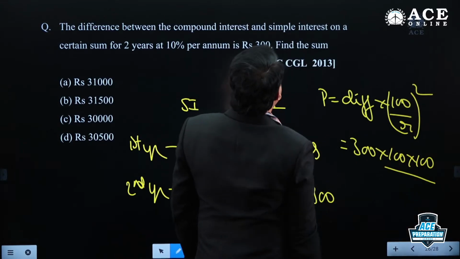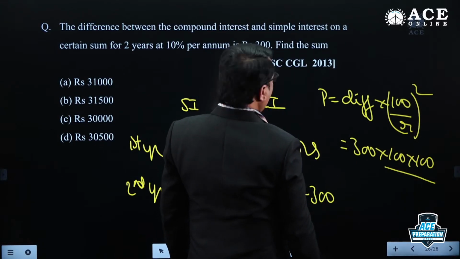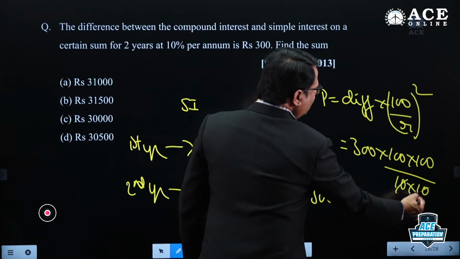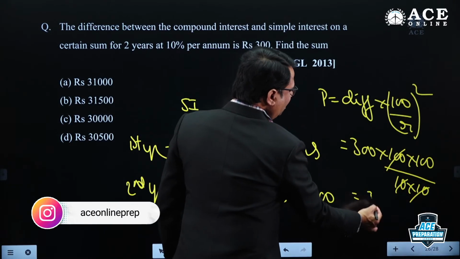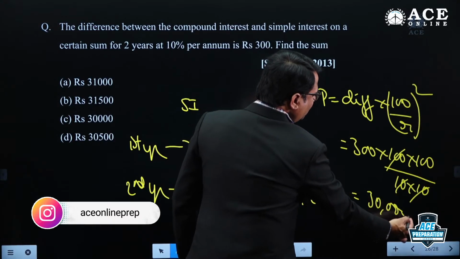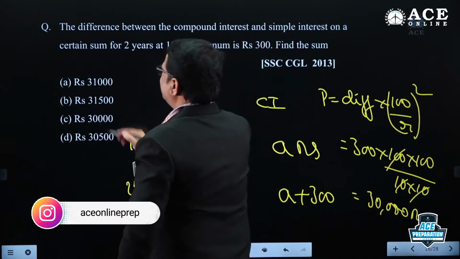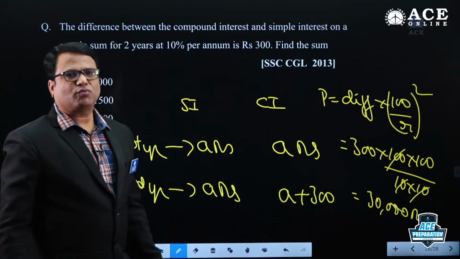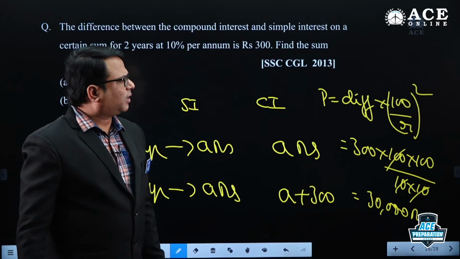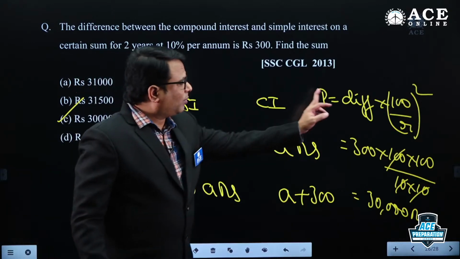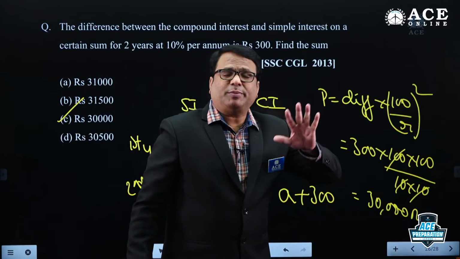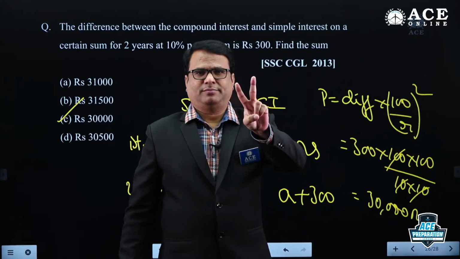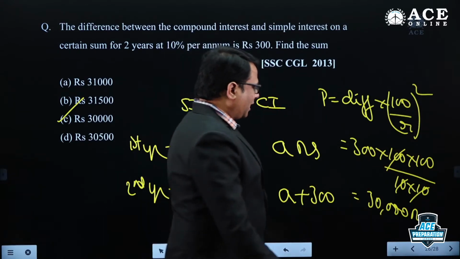And what is the rate of interest? Rate of interest is given as 10%. So 10 into 10. So this and this will get cancelled, 30,000 rupees. Then I can say principal is 30,000 rupees. C is the answer. So by using this formula, you can get the principal. Remember, this formula is used only when the difference between simple interest and compound interest for 2 years is given. Okay, let's go to the next question.